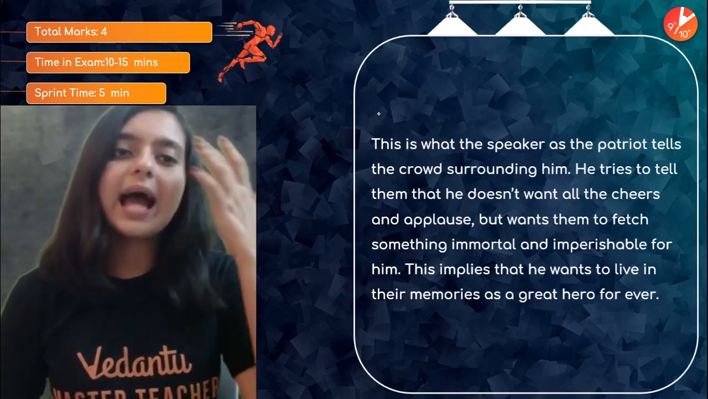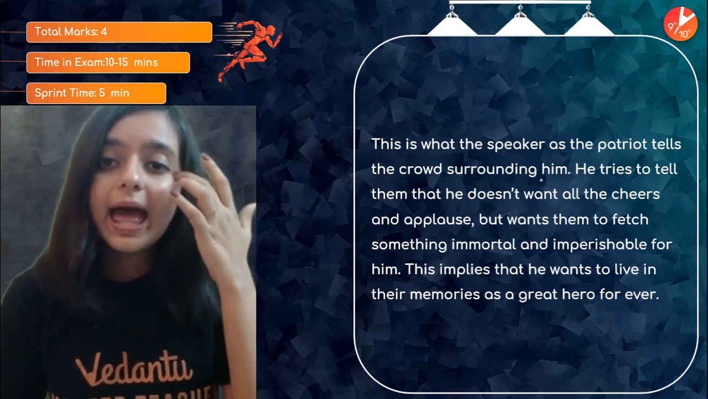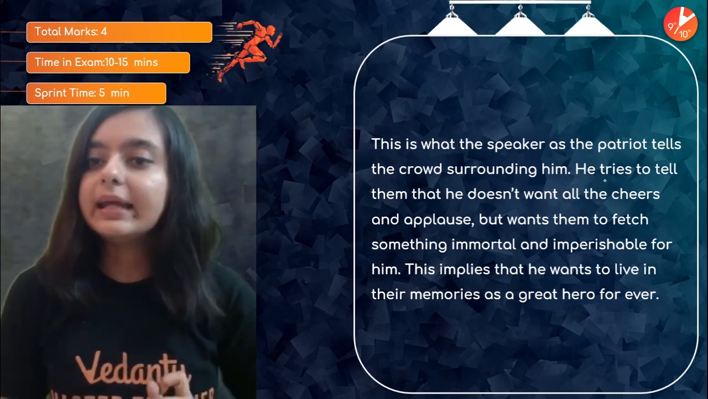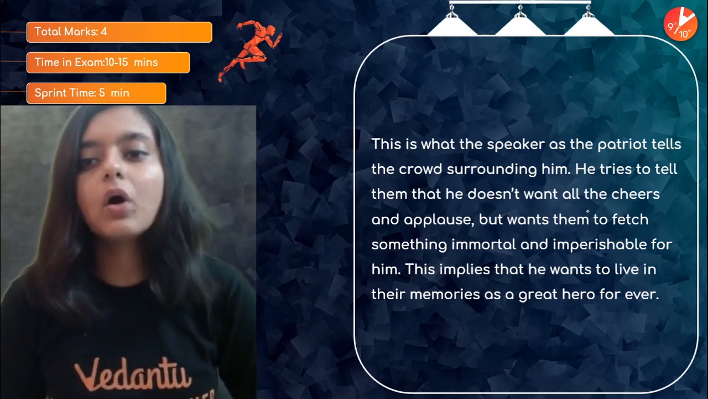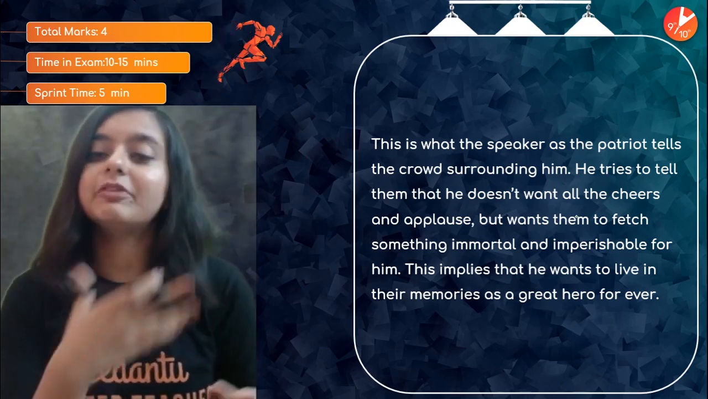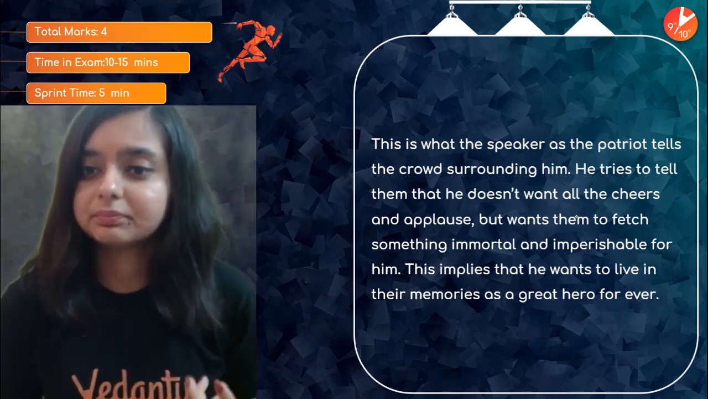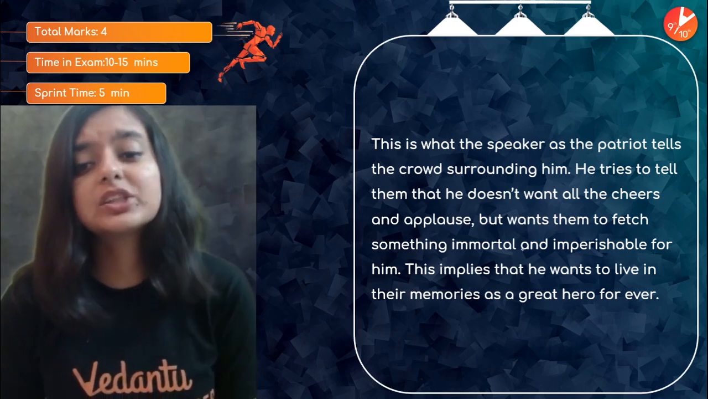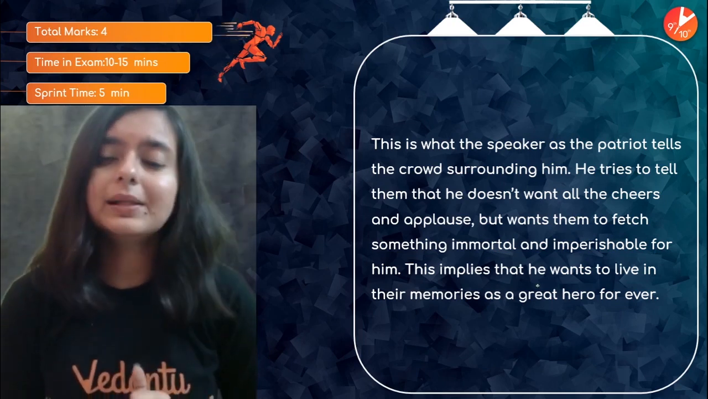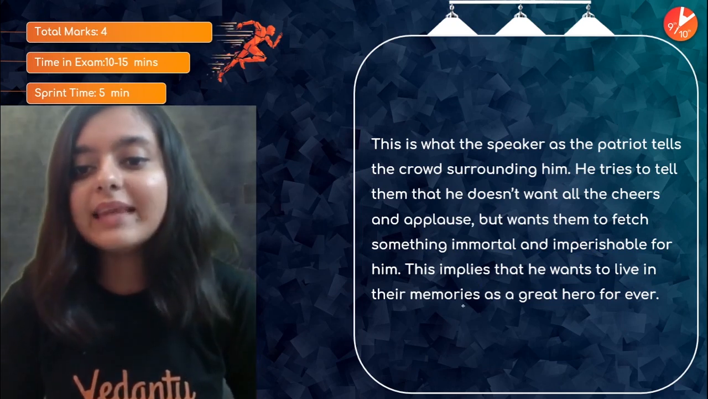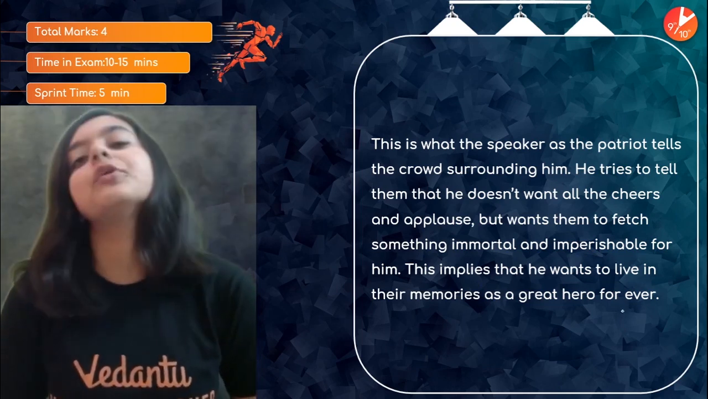Very easy. I have just explained this already: this is what the speaker, as the patriot, tells the crowd surrounding him. He tries to tell them that he doesn't want the cheers and the applause. He wants them to fetch something which is immortal and imperishable, that is, of course, the sun. This implies that he wants to live in their memories as a great hero forever.